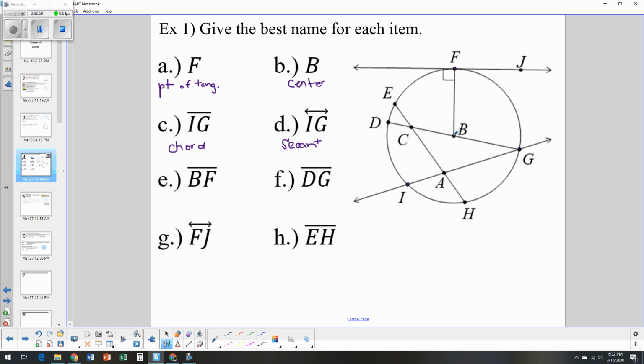BF, segment BF starts inside at the center and goes to the edge. That would be considered a radius. And then segment DG has endpoints on the circle and passes through the center here at B, so I would call that a diameter.